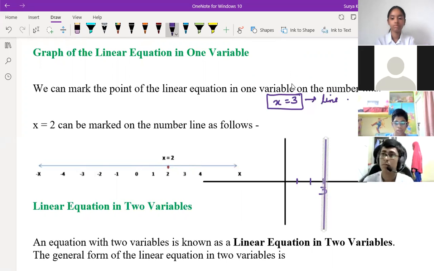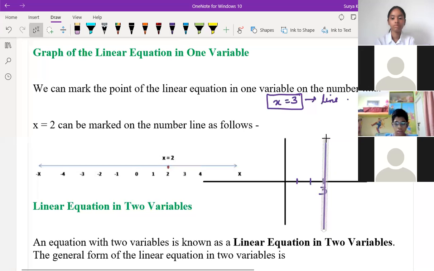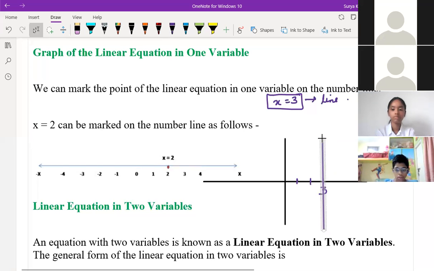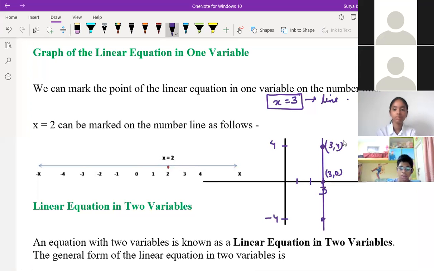If you see any point on this line, you will get x is equal to 3 only. Suppose I'm just talking about this point. Here you get, suppose, 4 on the y-axis. So what is the coordinate of this point? 3, 4, right? What is the coordinate here? This is what you should tell: 3, 0. What is the coordinate at this point? Suppose this point is -4. The coordinate is 3, -4. So this line is the graph of x is equal to 3.